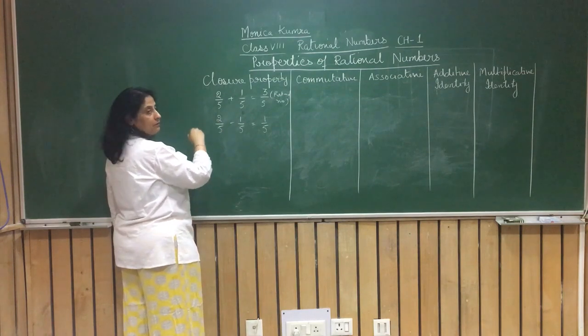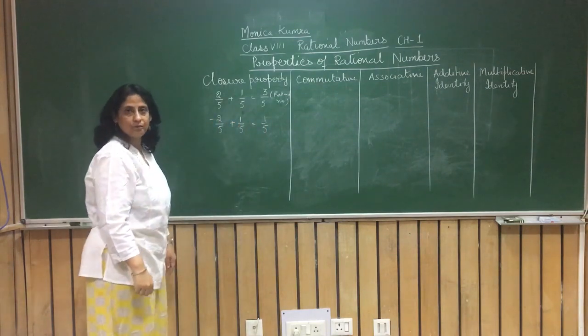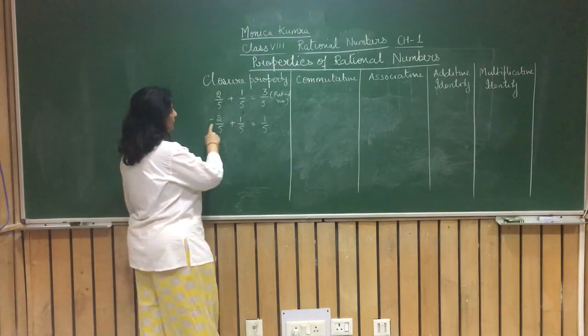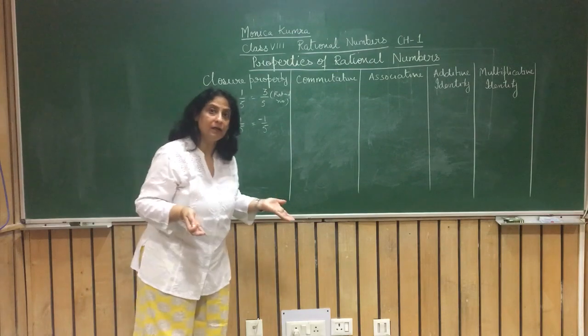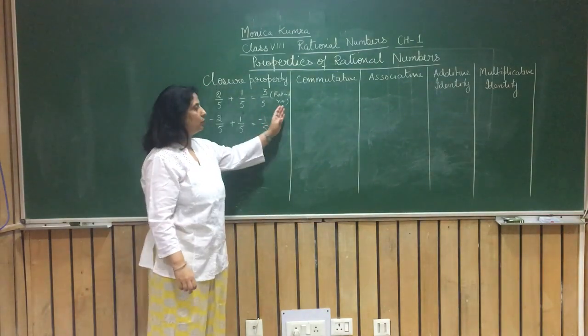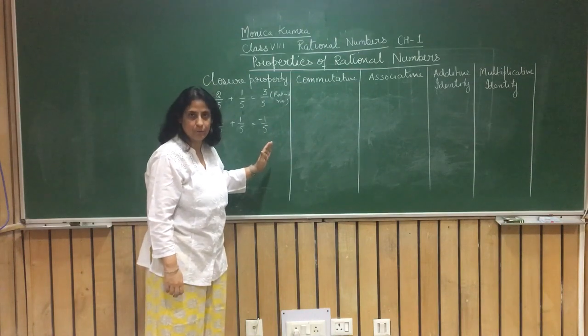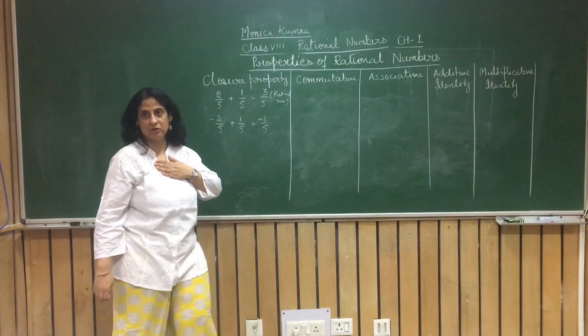Yes. Now if I reverse the case, minus 2 by 5 plus 1 by 5. Do I get the answer a rational number? The answer will be minus 1 by 5. Now is minus 1 by 5 a rational number? Yes. Rational numbers can be both positive as well as negative, because integers can be positive and negative. So rational numbers can also be positive and negative.